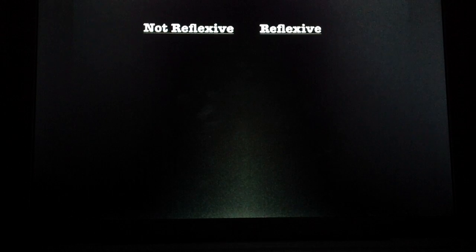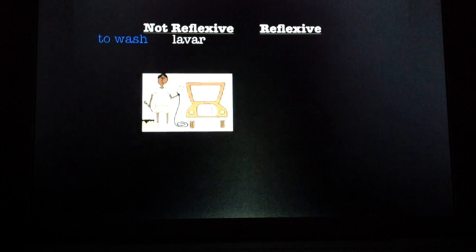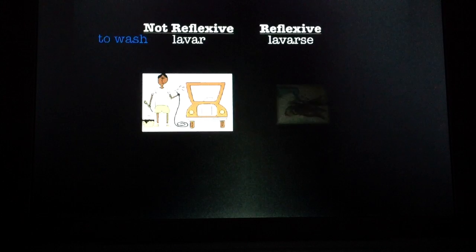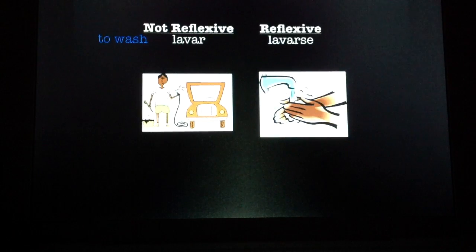So let's take a look at what we've just looked at here. Reflexive verbs versus non-reflexive verbs. We started with lavar, and we know that means to wash. Wash the car, for example. Well, the reflexive verb lavarse is when you wash part of yourself.